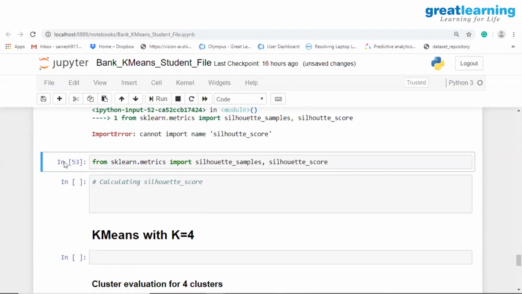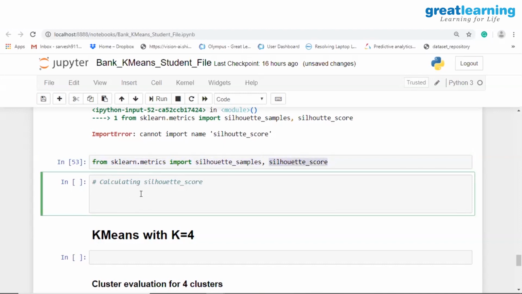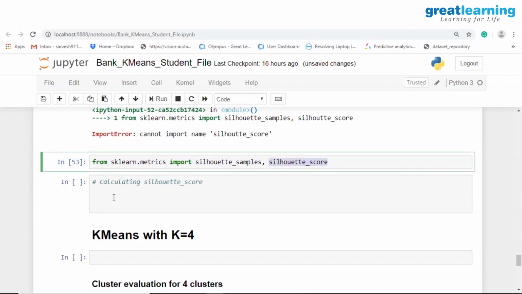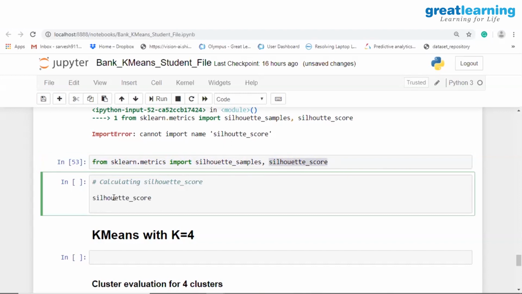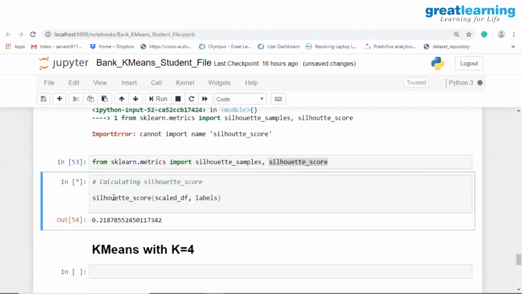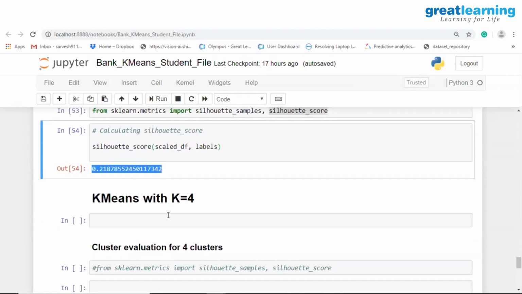I have it already here. So in scikit-learn metrics, import these functions, silhouette samples and silhouette score. Now how should I calculate the silhouette score? Straightforward, I could use this function silhouette score with the scaled data frame and the labels to show me the silhouette score. My silhouette score is 0.2187. It's a very low value.